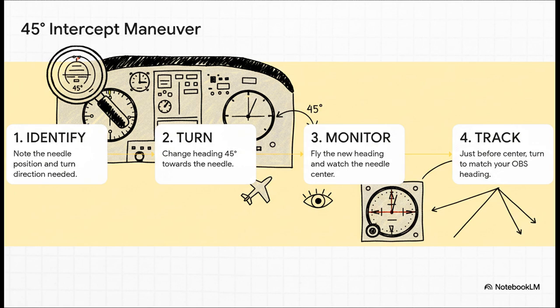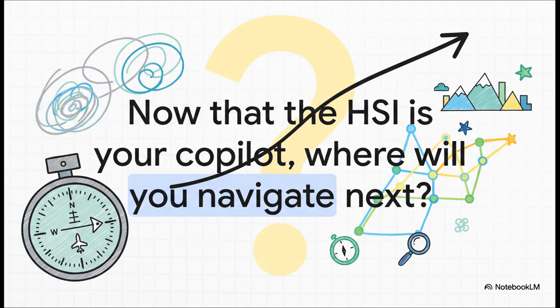1, look where the needle is. Let's say it's to the right. That's where you need to go. 2, turn 45 degrees towards the needle. So turn 45 degrees to the right. 3. Just fly that new heading and watch. You'll see that needle start to slowly move back to the middle. And 4. Right before it gets perfectly centered, start your turn back to your original course heading. And just like that, you're on it. You've nailed the intercept.